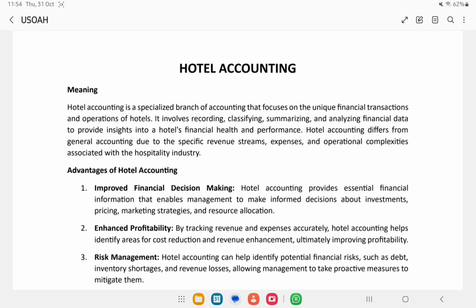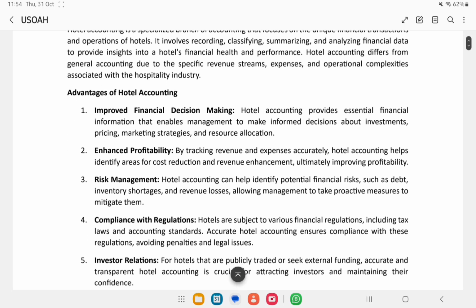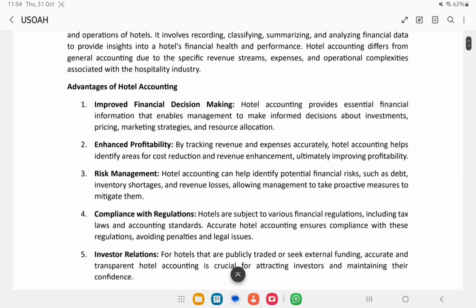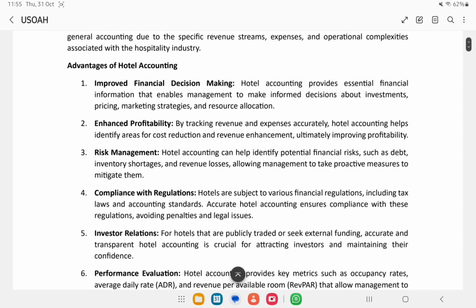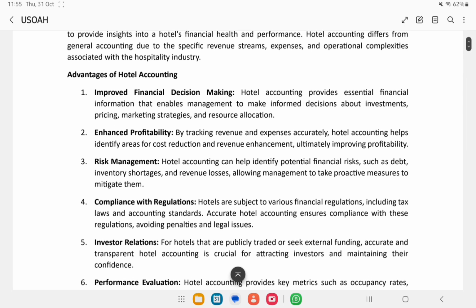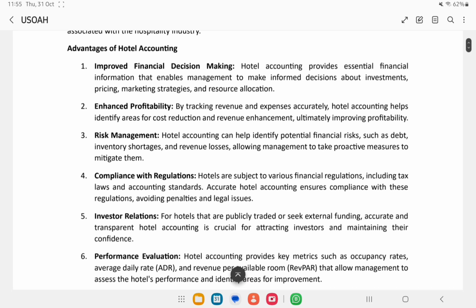Now it involves recording, classifying, summarizing and analyzing financial data to provide insight into the hotel's financial health and performance. Hotel accounting is different from general accounting due to the specific revenue streams and expenses. That's the main point. There are things that no other type of business in the world will have, like rooms and F&B, that hotels alone have. So there is a practice called hotel accounting that suits the needs of hotels while preparing financial data.